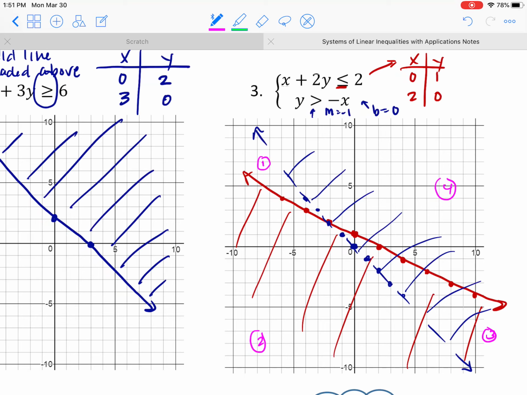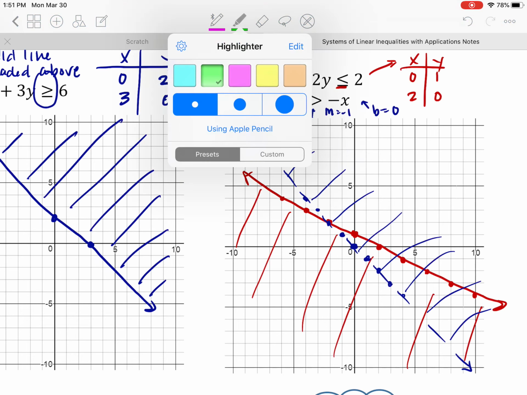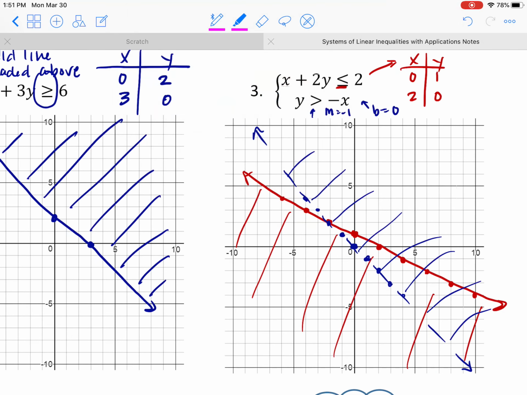In region 4, only the blue is shaded. But if you look at region 3, which is in between, we have blue and red shading. That's what we're looking for here. Where are both of them going to be shaded? So I'm going to darken in that solution region.